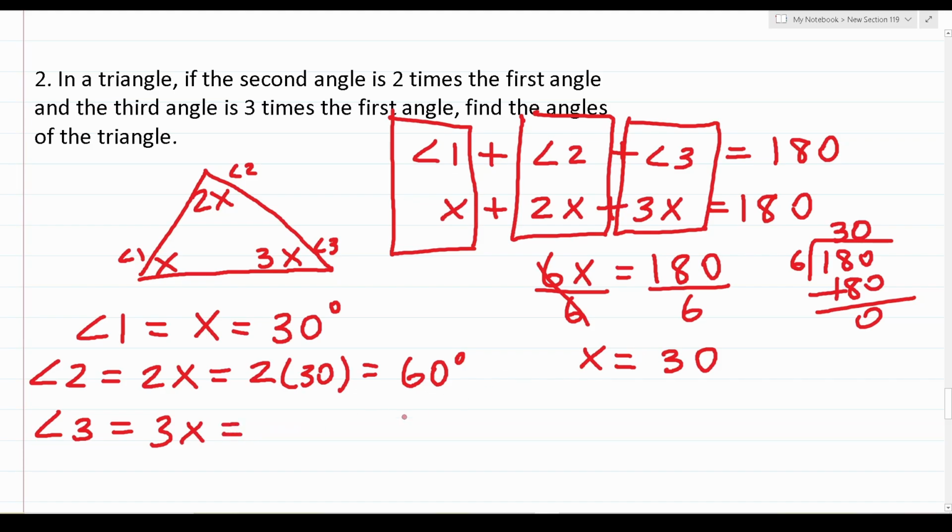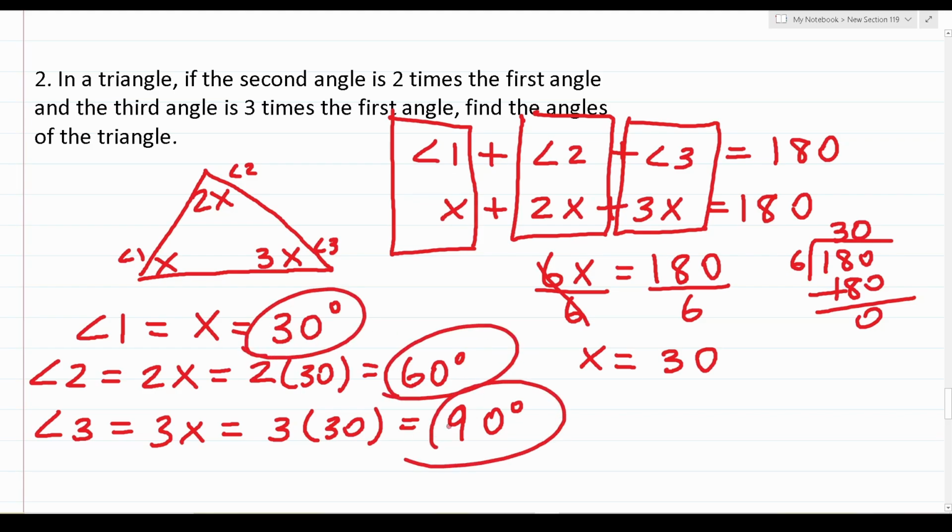We know x is now 30, so this becomes 3 times 30, which is 90 degrees. All right, so those are our angle measures, 30, 60, and 90. And that is that one.